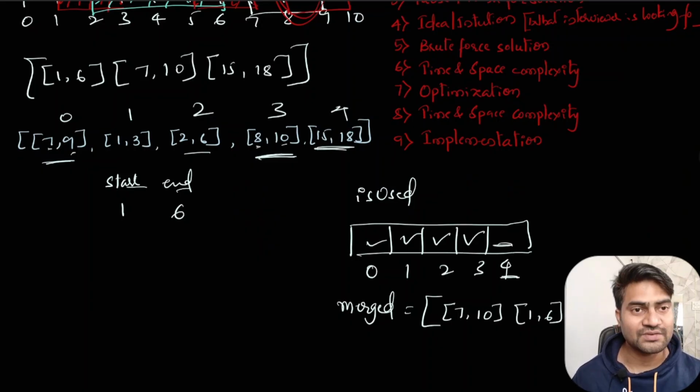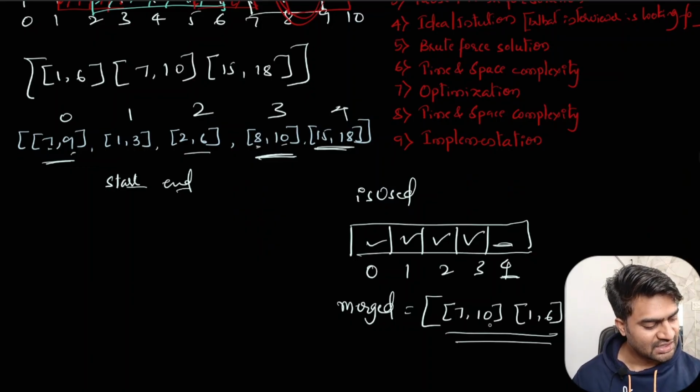Which is 15 comma 18. Now if you see 15 comma 18, it does not overlap with anyone. It is only a single interval. So finally, what I will do is push that 15 18 into my master. Okay, so this way we will get the master.